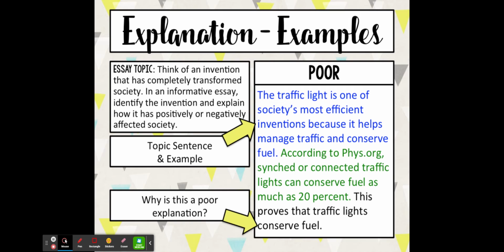So let's look at our poor examples. With our strong topic sentence and example: the traffic light is one of society's most efficient inventions because it helps manage traffic and conserve fuel. According to phys.org, synced or connected traffic lights can conserve fuel as much as 20%. So let's look at our poor example. This proves that traffic lights can conserve fuel, right? This proves, we're writing about writing. We just want to say what it is that we mean here.